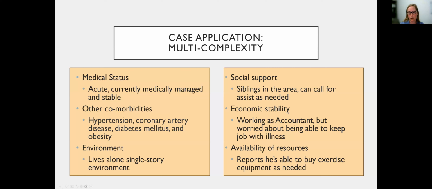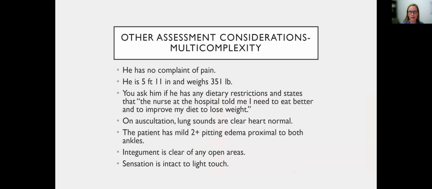So this is actually one of the things that we identify with him that is something that matters to him. So incorporating that in our behavior change conversations is important. And then he has resources available, but he'd rather do things at home than go out and about. But there's other components of the multi-complexity aspect. So he doesn't have pain, but he does have the obesity aspect, which we need to think about when we're developing our exercises. The other thing is the dietary restrictions.